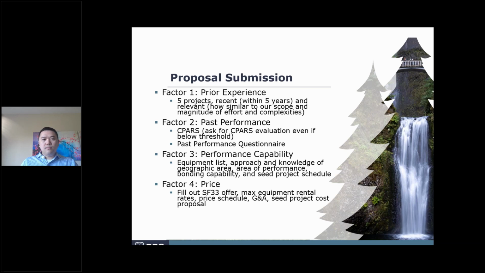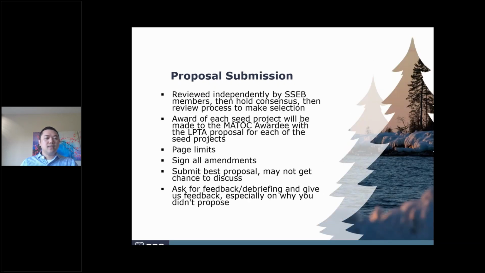And so moving on to the next slide is just a quick explanation on the process, because some people feel like they submit the proposal and it kind of goes into a black hole. I just want to reassure you that that's not the case, and that on the government side, we're working hard to make sure that it's evaluated fairly. It starts off with the Source Selection Evaluation Board. Each member is going to be reviewing your proposal independently, right? And then after that, we're going to hold a consensus to make sure everybody's on the same page.